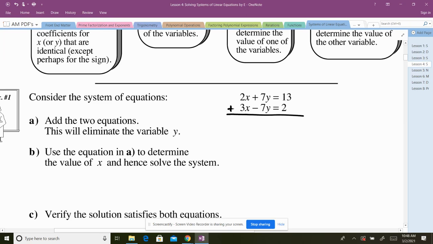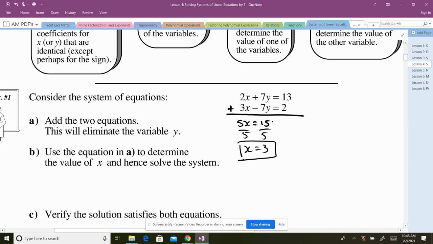what's 2x plus 3x? What's 7y plus negative 7y? 0 y's. So the y's go away. What's 13 plus 2? So now what? Divide by 5. X equals 3.